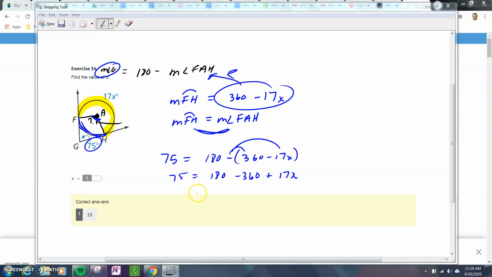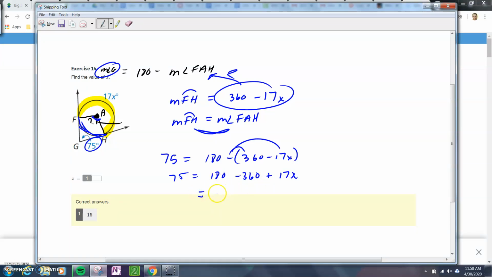Alright, so let's see what we got here. 180 minus 360, that's going to be minus 180 plus 17x, excuse me, still got the 75. Let's add 180 to both sides of this thing. So 17x has to equal, do math here, 255, I believe. And then how many times does 17 go into 255? 15 times.